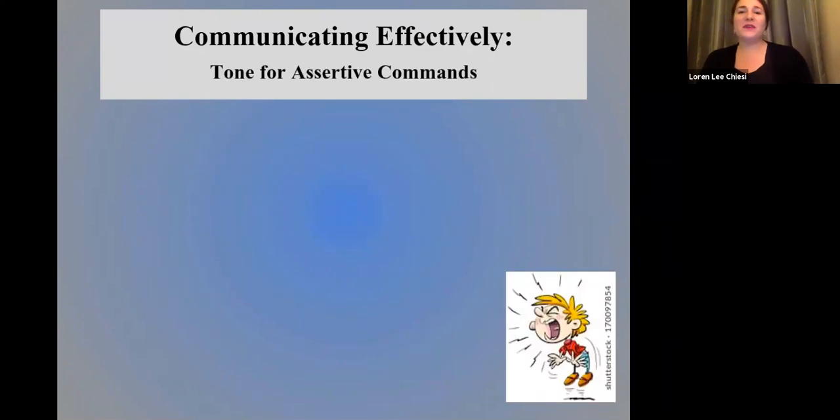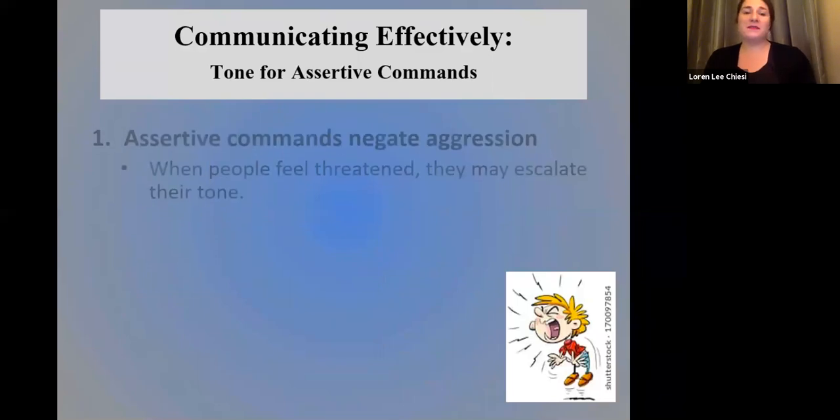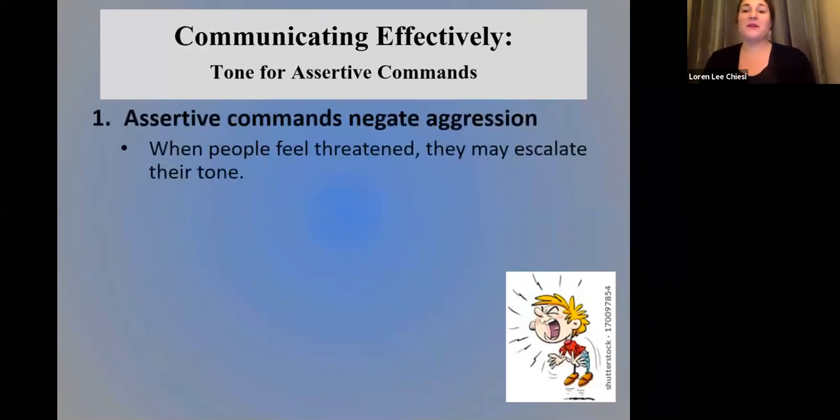So the next thing we're going to talk about is assertive commands. There are going to be times or situations where a person might become aggressive in conflict. And as I mentioned earlier, the best thing you can do if someone becomes overly aggressive in a conflict is just to leave the conflict. Leave it right there, walk away, say that you will come back to the conversation at another time when you're both more cooled down.